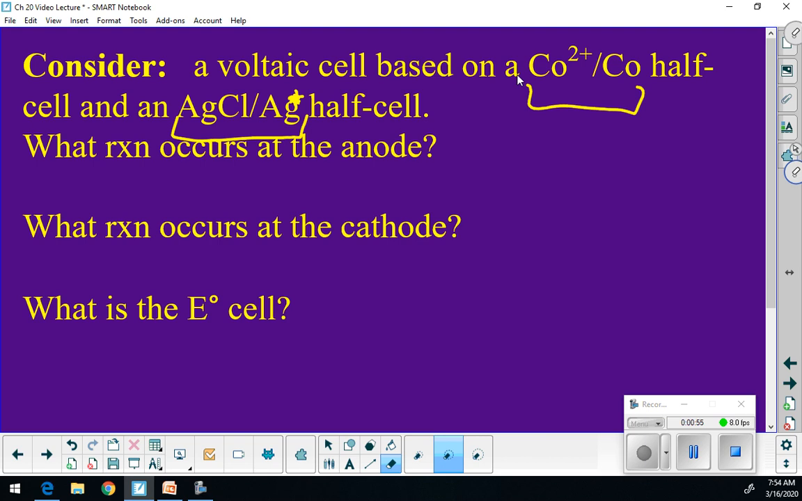So how am I going to figure out which of these is at the anode or the cathode? Well, I'm going to look at my standard reduction potential, right? Because what do I know? I know that the one with the higher standard reduction potential is going to have to be at my cathode, meaning it would be my half reduction reaction, and the one that is less positive or more negative is going to be at my anode, which means it's going to be my half oxidation reaction.